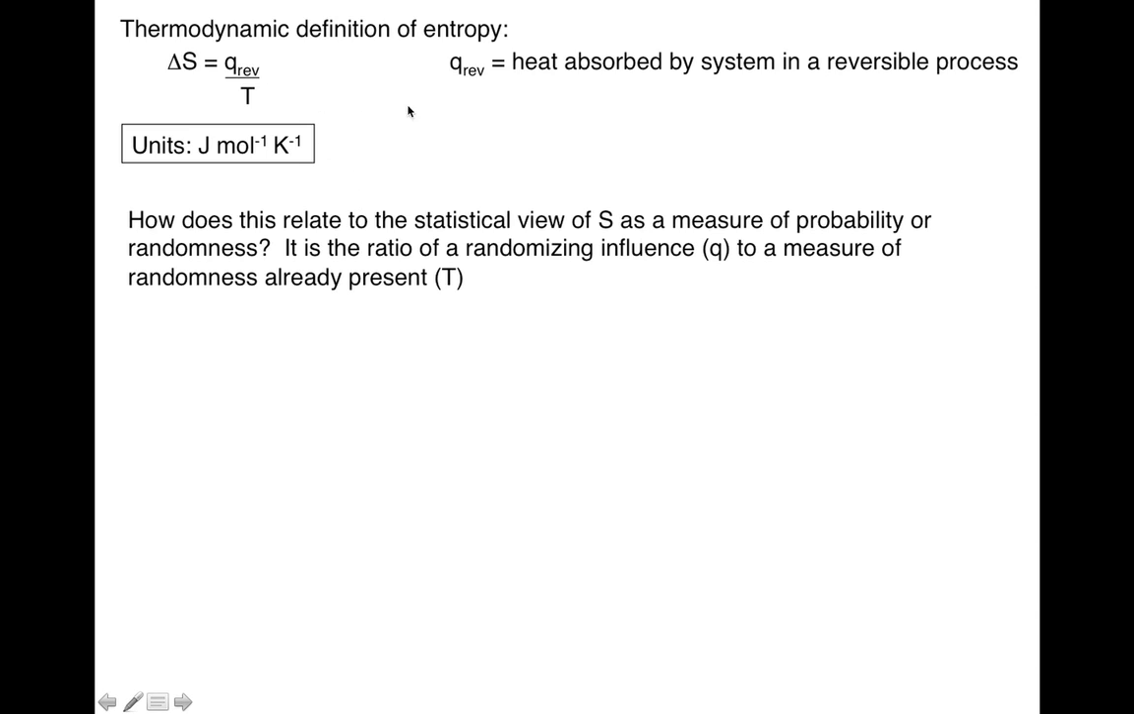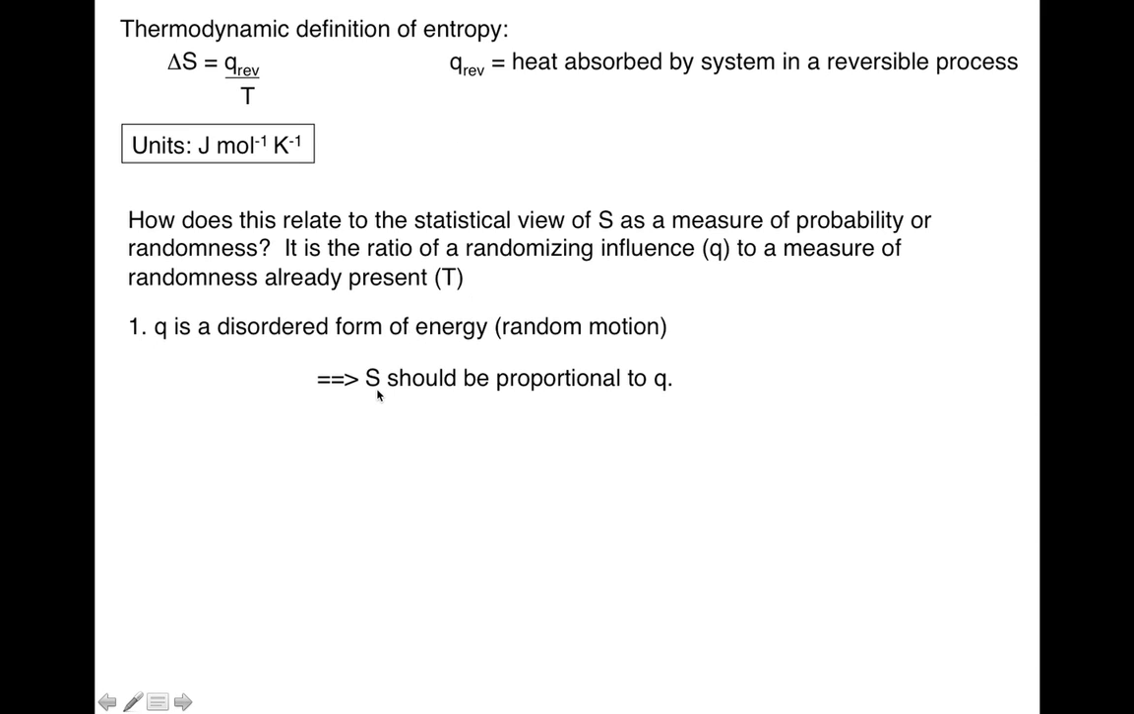It's the ratio of a randomizing influence. Remember, heat applied to a system, if it raises the temperature, gives more thermal motion, more random motion, and it's the ratio of that heat added to the temperature, and the temperature is a reflection of how much randomness is already present. Remember we saw that at higher temperature you have a bigger distribution over fixed energy levels, so it's basically that ratio. Okay, so Q, the heat, is a disordered form of energy, random motion. So S should be proportional to that.